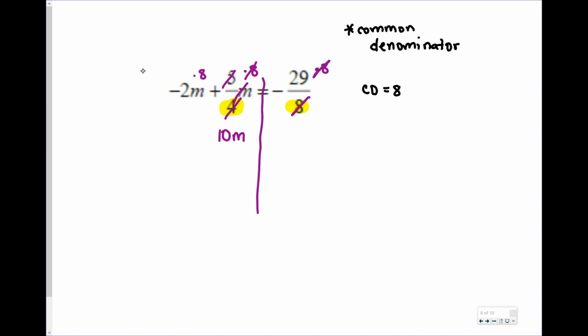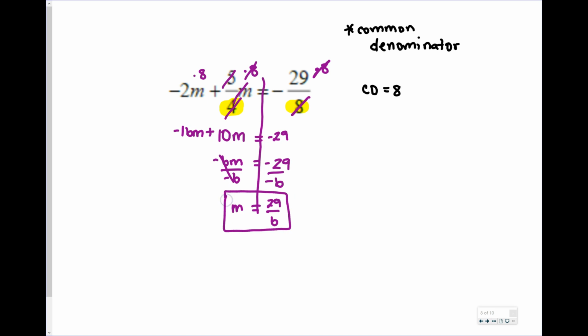The rest is simple. Here I've got negative 2 times 8, which is negative 16m. This is a positive 10m. And on the right, I'm just left with negative 29. And now this problem just becomes like any other problem. Negative 16 and 10 gives me negative 6m. And I will get a fraction here, but that's okay. Divide both sides by negative 6. And m is going to equal positive 29 over 6 because I've got two negatives there. I can't reduce that.